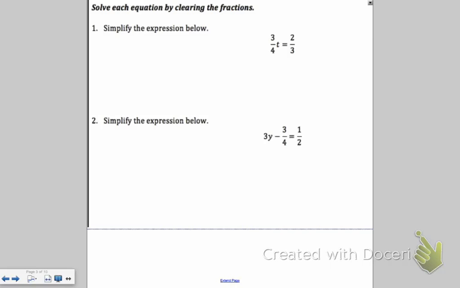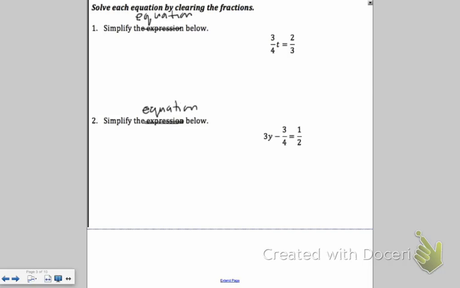Let's take a look at example 1. Simplify the expression below. This is wrong. Please cross out expression if you have that on your handout. It should say equation. That's a terrible mistake. Let me go fix that on your handout right now. Okay, so your class handout for today will actually have the word equation written on it.